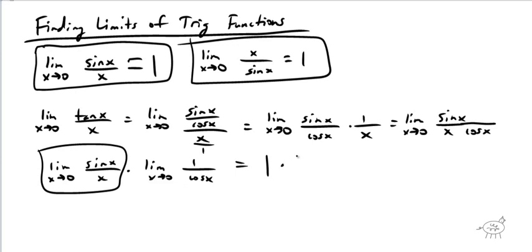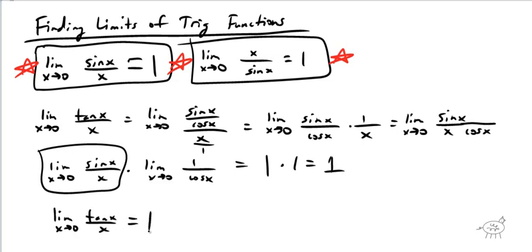It's 1. So 1 times 1 is 1. So your other important one, I'm going to put some stars around this guy, because that is really important. I mean, you can know the other one too, the reciprocal, that's fine, I don't care. But this is another important one. So the limit as x approaches 0 of tangent of x over x equals 1. Okay, that is really important.